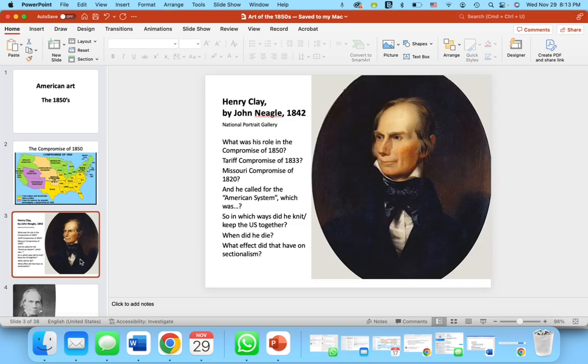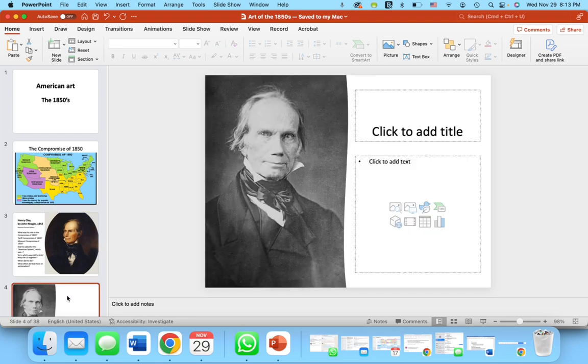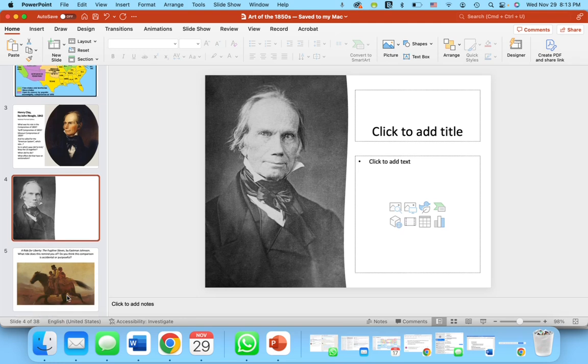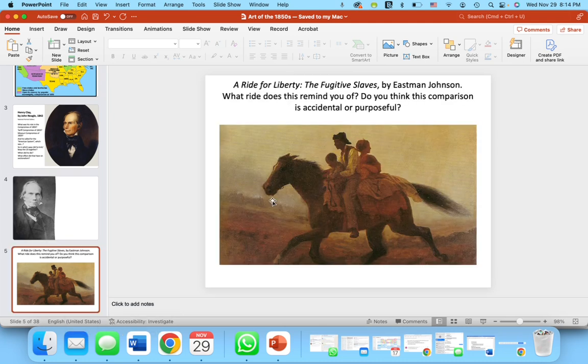Here's Henry Clay, the great senator from Kentucky who did the Missouri Compromise of 1820. He got that through Congress, and the Tariff Compromise of 1833 and the Compromise of 1850. Of course, by this point, we have photographs, and there's a photograph of Henry Clay. He is going to die in 1852, and the death of that leading politician is one of the causes of the Civil War. So, what is the consequence or the result of the Fugitive Slave Act?